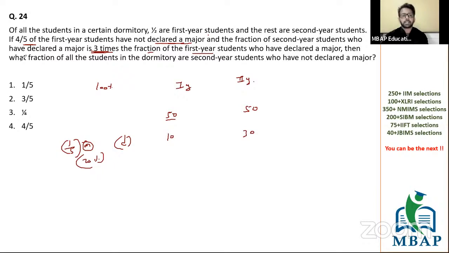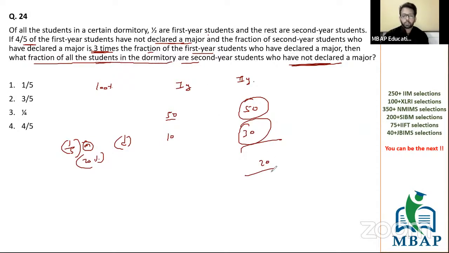The question is as simple as, then what fraction of the total number of students in the second year have not declared their majors? There were 50 students in the second year, 30 have declared their majors, so 20 have not declared their majors, right? The question is, what fraction of the total number of students in the dorm? So the fraction is not going to be 20 upon 50, the fraction is going to be 20 upon 100, because in the dorm, there were 100 students. Fraction, 2 upon 10, 1 by 5, 20%, and that's my answer.